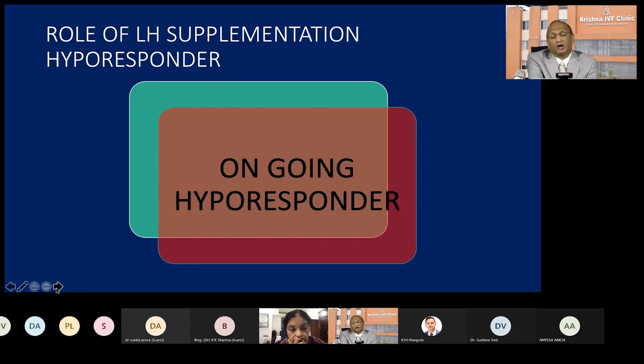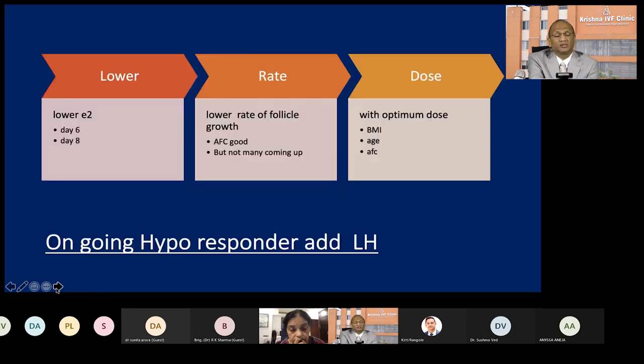When we talk about ongoing poor responder, what does it mean? It says after giving adequate amount of dosage based on your BMI, age, antral follicle count or AMH, you are able to see a good number of antral follicles, but not many coming up, and your E2 levels are lower than the desired values on day 6 or day 8, that is when you are going to give LH supplementation.